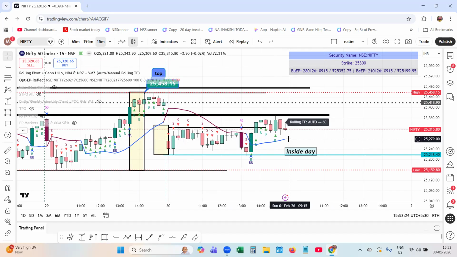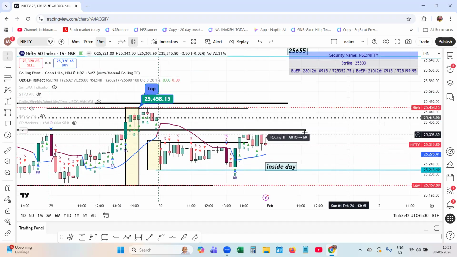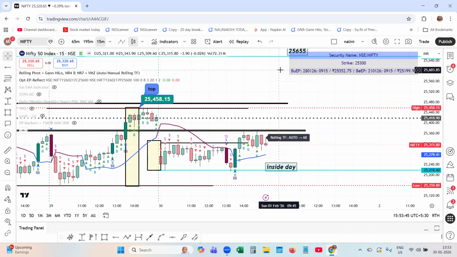Sometimes the market will go sideways within this range. It may end up as another inside day also. We may not see a trend day, or it can explode with volatility either to the upside. If it starts exploding above this mother candle, 25,458, you can anticipate an upper move.